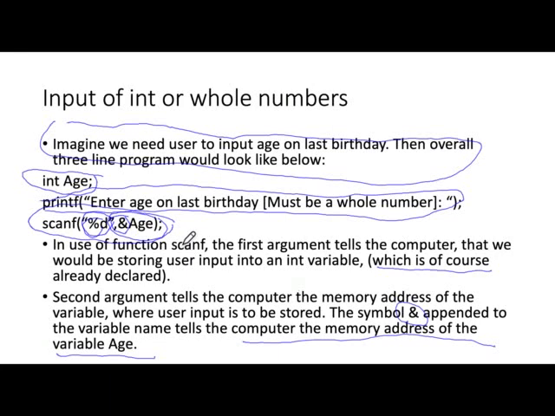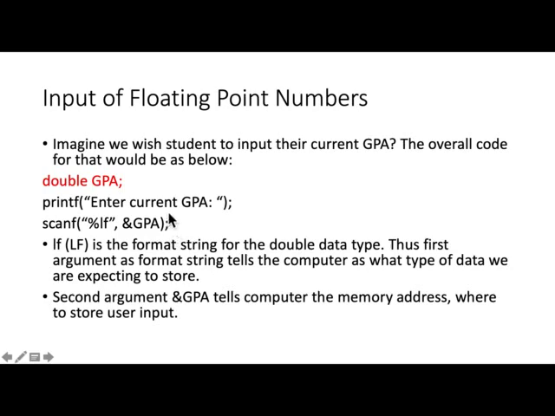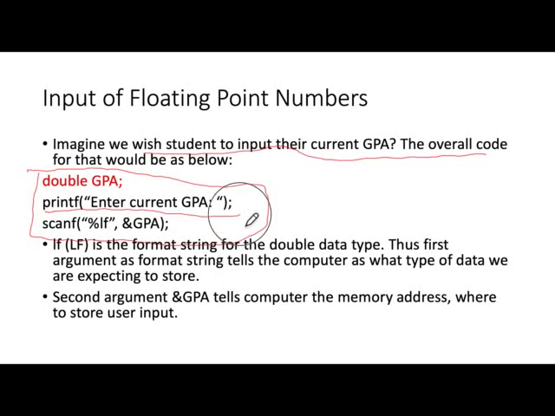Okay, we'll show second example of storing the floating point number. So here imagine we wish student to input their current GPA, and overall code would be these 3 lines of code. We need the holding place, so we declare double GPA. We prompt user enter current GPA, and then format string for double is %lf.